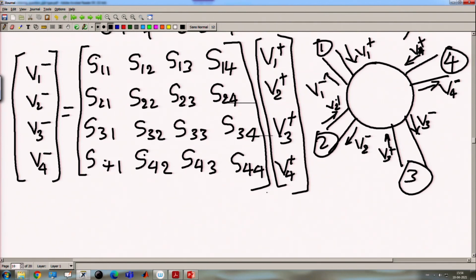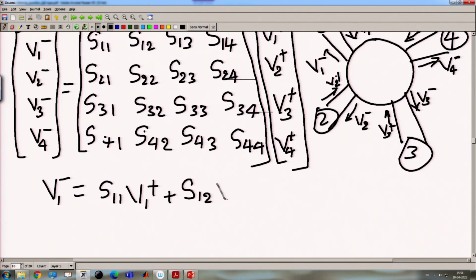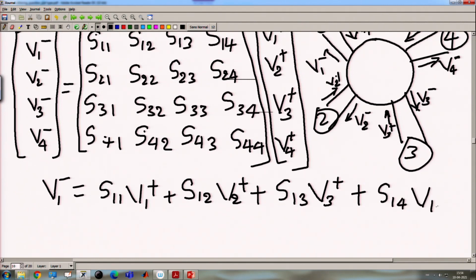From this, in equation format it can also be written as V1 minus equal to S11 into V1 plus plus S12 into V2 plus plus S13 V3 plus plus S14 into V4 plus.